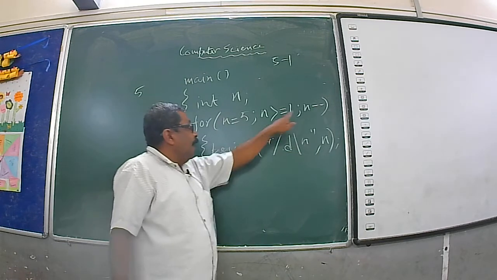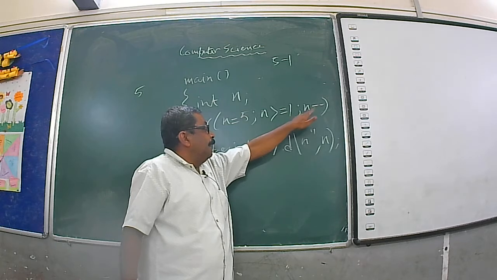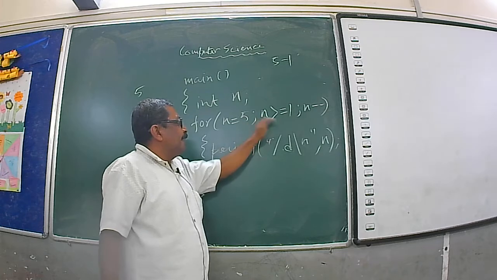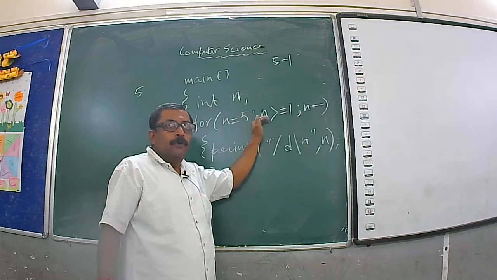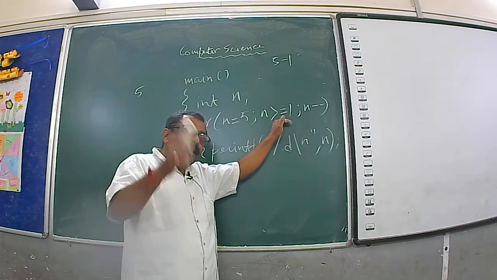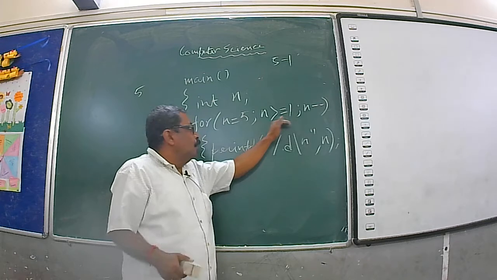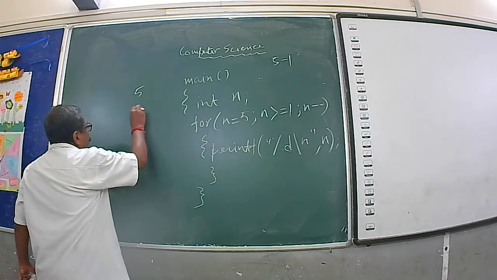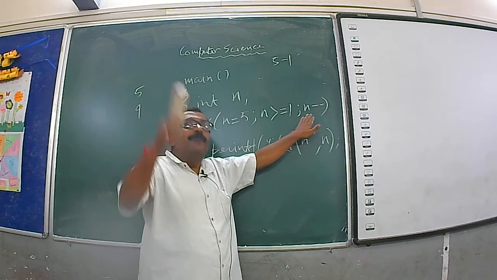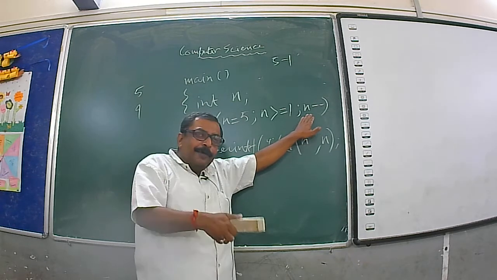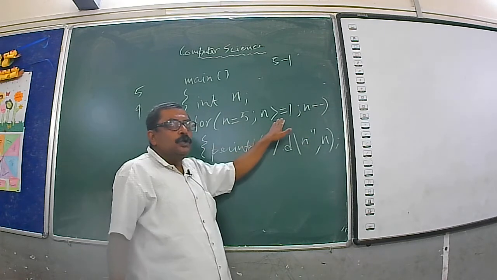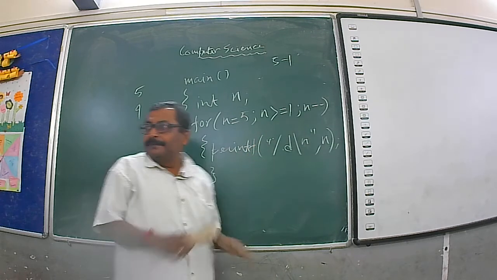Next time 5 minus minus, 4. 4 greater than or equal to 1, true. So 4 will be printed. Next time decrement means n minus 1. What is the value? 4. What is the new value? 3. 3 greater than or equal to 1, true. 3 will be printed.